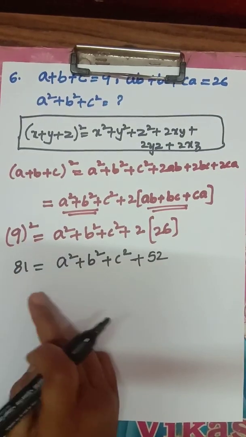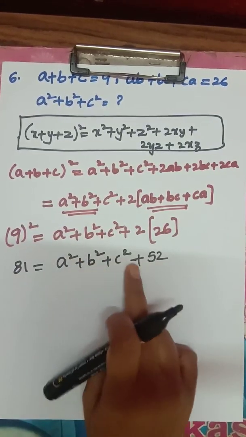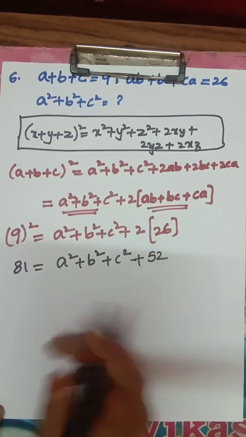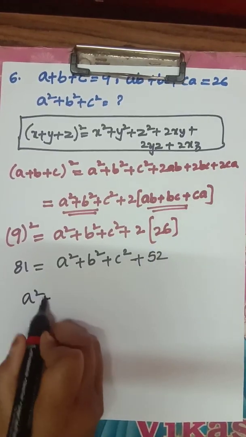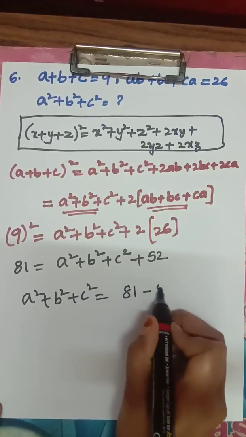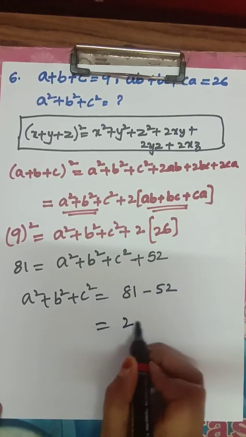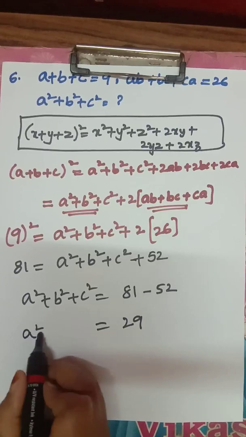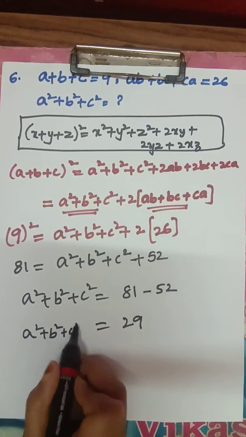So that is 9 9s are 81 is equals to a square plus b square plus c square plus 26 2s are 52. So a square plus b square plus c square is equals to 81 minus 52. When you subtract, you will be getting the answer as 29. A square plus b square plus c square is equals to 29.